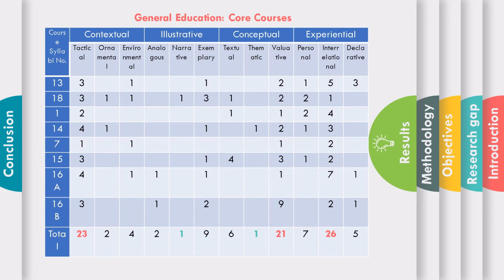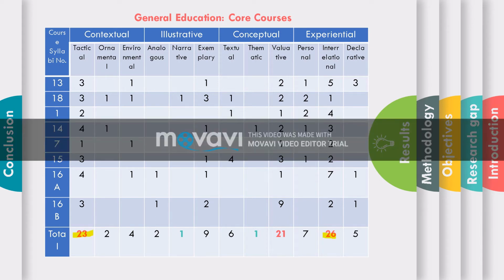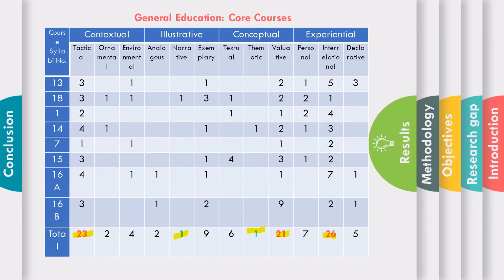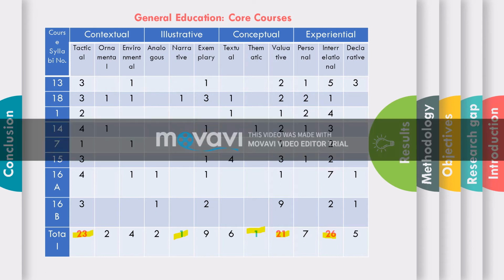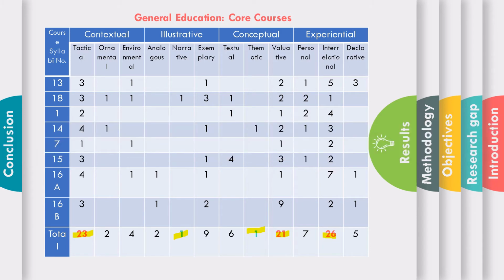For the general education core courses with 8 subjects, interrelational, tactical, and valuative are the most common methods present in the syllabi, while narrative and thematic are the least. This result implies that most of the teachers value teacher-to-student relationship and student-to-student relationship. They also appreciate the importance of good values and model Christ-like character.